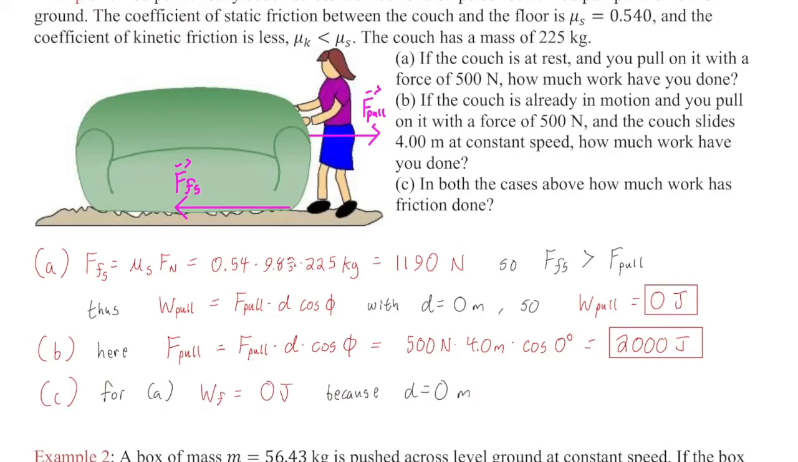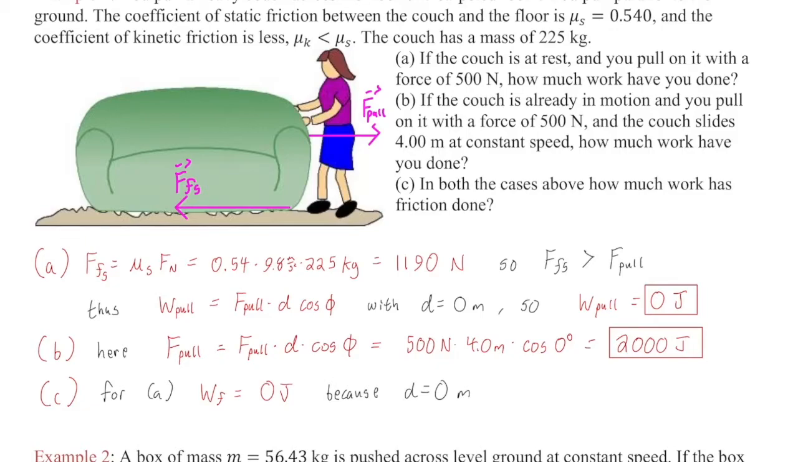Now, part C. In both cases above, how much work has friction done? Because every individual force does work. That's a good idea to wrap your head around and get used to. So the pulling force did a certain amount of work. It was positive because it was parallel. Well, the friction force is definitely the other way, so we should expect it to do negative work, right? Cosine 180 degrees is negative 1.